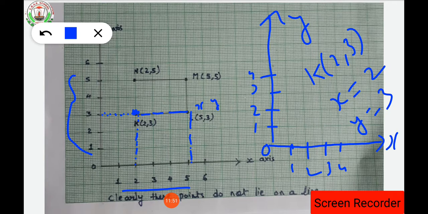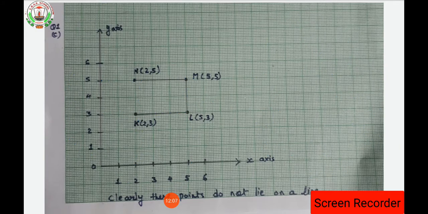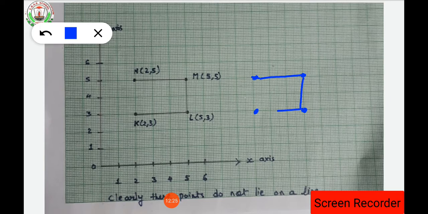Then again in the same way 5 for x, isn't it, and 5 for y. In the same way 2 for x and 5 for y. In this way we are going to mark the 4 dots on a graph. Clear? So this is N, this will be M, this will be L, and here it is K. So after drawing the dots on the graph, we have to join them by using a straight line. So this is called a line graph.